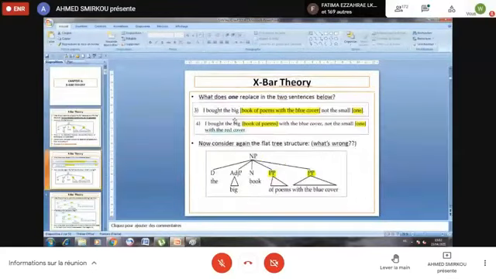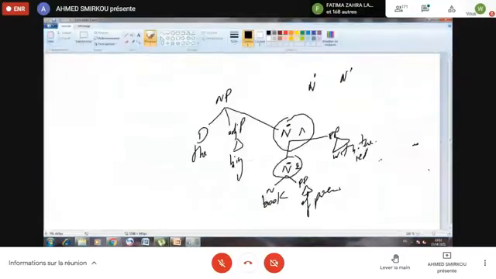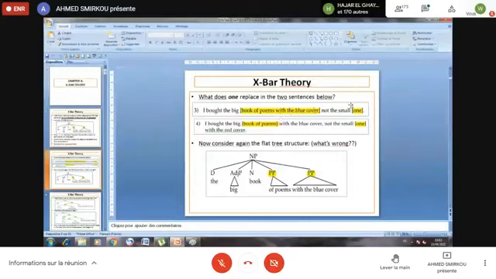For example, look at example one: I bought the big book of poems with the blue cover, not the small one. Now what does one replace? It replaces book of poems with the blue cover. So you need to show me the node that includes only book of poems with the blue cover. Where is it, Mr. Norte? N bar two, yeah. N bar one, book of poems with the red cover. Yes, N bar one includes book of poems with the blue cover.